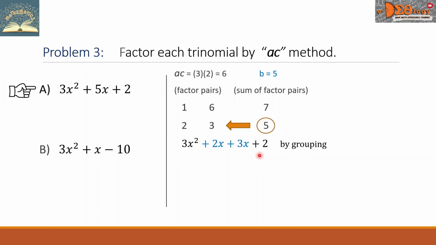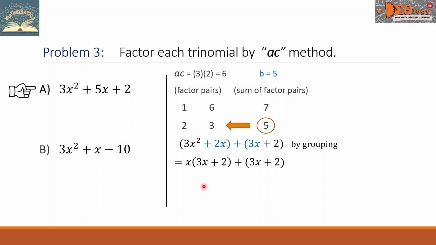Then we do factoring here by grouping. We group the first two and we group the last two terms. In the first group, the factors will be x times 3x plus 2. And the second group, there is no common factor except 1, so simply we copy it down.